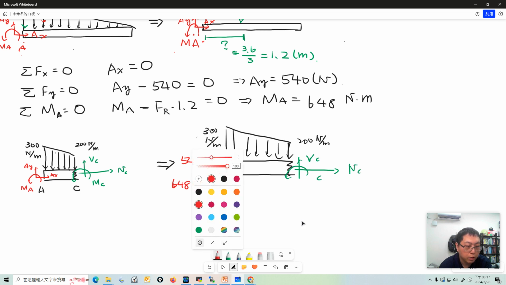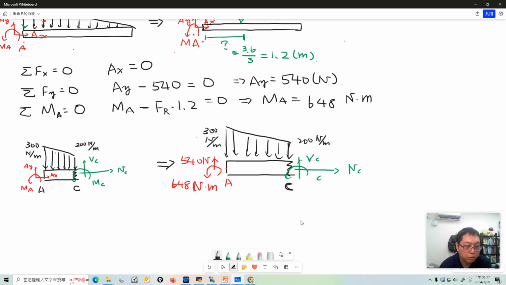So the next step of this calculation: right now the AC section still has a distributed load. So you want to do the rigid body equilibrium to calculate VC, NC, and MC.